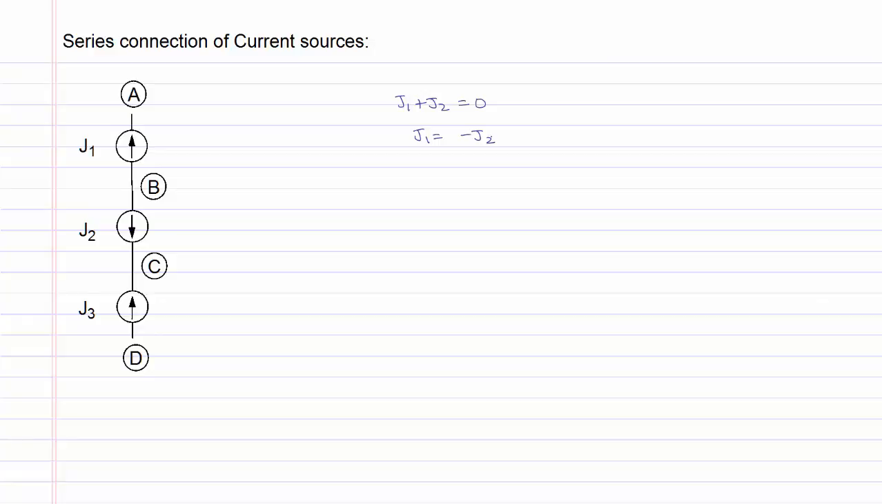Similarly, for node C, we have both currents J2 and J3 entering such that J2 plus J3 must be equal to 0, and as before, J2 must be equal to minus J3.